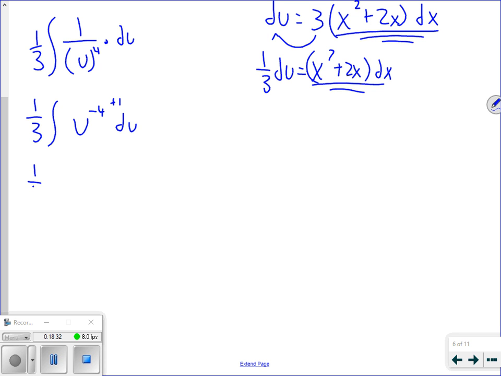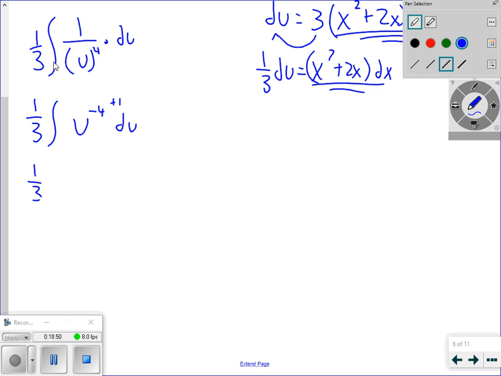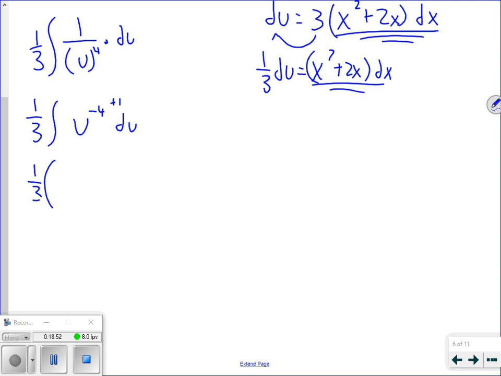So I got 1/3 integral of, if I add 1, it's -3, and divide, it's -1/3 u to the -3rd power. Oops, and I don't know why I put the integral symbol. I'm sorry. Okay. The integral is, again, -1/3 u to the -3rd plus c.